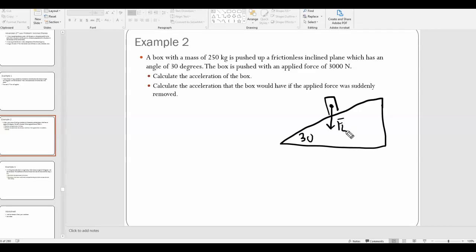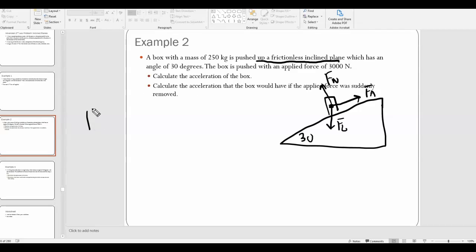Force of gravity going down, normal force going up, and then it says there's an applied force up the inclined plane. Now, up doesn't literally mean up. Everybody knows if I tell you to push something up the hill, you're not literally going to push straight up, but you're going to push this way. Okay, so the applied force is at an angle, but in my rotated coordinate system, it's actually pushing in the positive x direction. Okay, so I have my FBD.